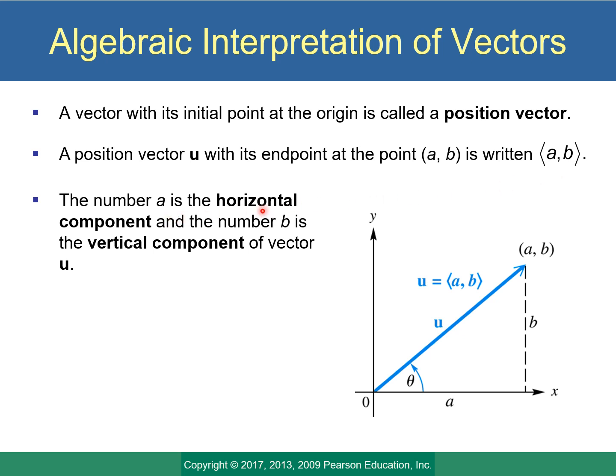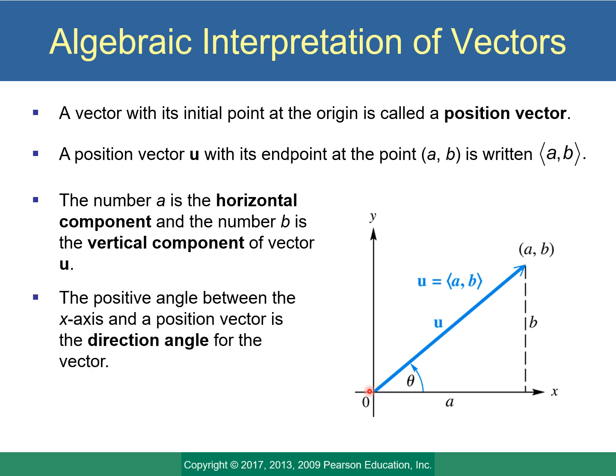The number a is called the horizontal component, and the number b is called the vertical component of the vector. So a represents the horizontal or x component of your vector, and b represents the vertical or y component of your vector. And then the positive angle between the x-axis and the position vector is called the direction angle, and that's represented in this picture by theta. So when you have a position vector, the angle theta is formed with the positive x-axis and wherever your vector is.